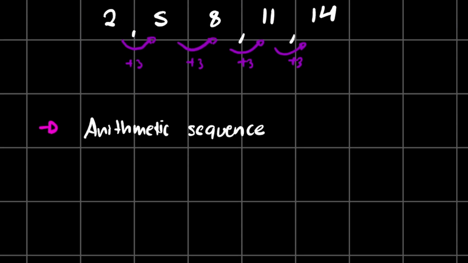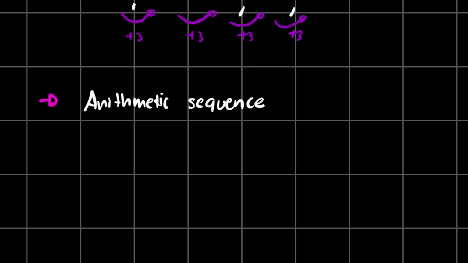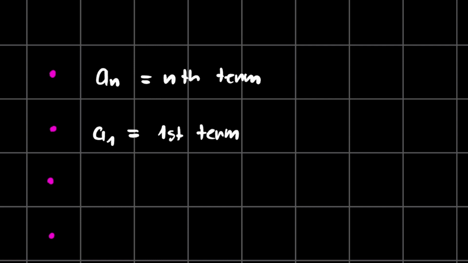So now, how can we actually find this? Well, to do this, we only have to focus on four things. Let's write them down here in little dots. The things that we want to find are a of n, which is going to be our nth term; a1, which is going to be our first term; and n, the term number we want to find.